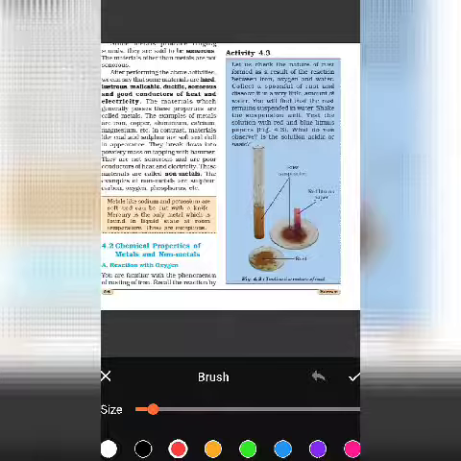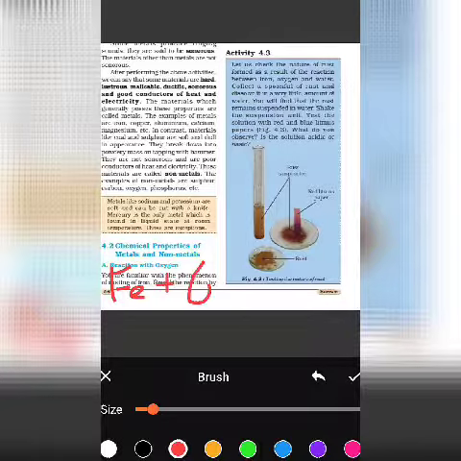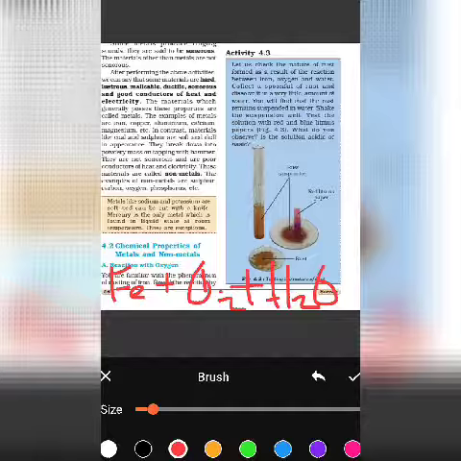Rust is the reddish powder which is obtained when iron reacts with oxygen. When iron, Fe, reacts with oxygen and water, H2O, so iron, oxygen and water, three substances, they form rust. So here is an activity where we will see what type of property rust shows.